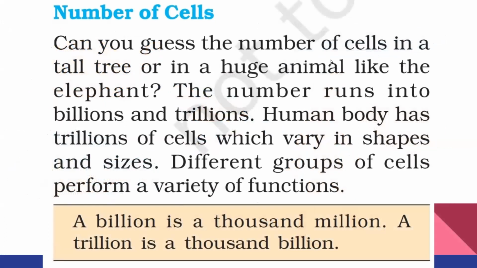Now we are going to learn more detail about the number of cells. See the paragraph, this is the paragraph which is given in your textbook. Can you guess the number of cells in a tall tree or a huge animal like an elephant? The number runs into billions and trillions. The human body has trillions of cells which vary in shape and sizes. Different groups of cells perform a variety of functions.